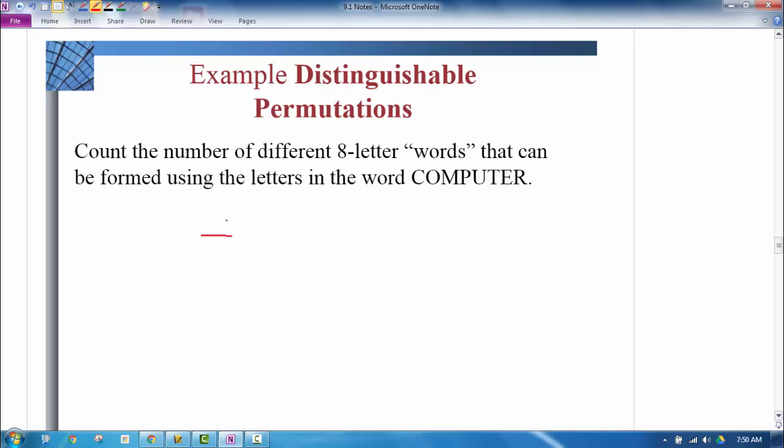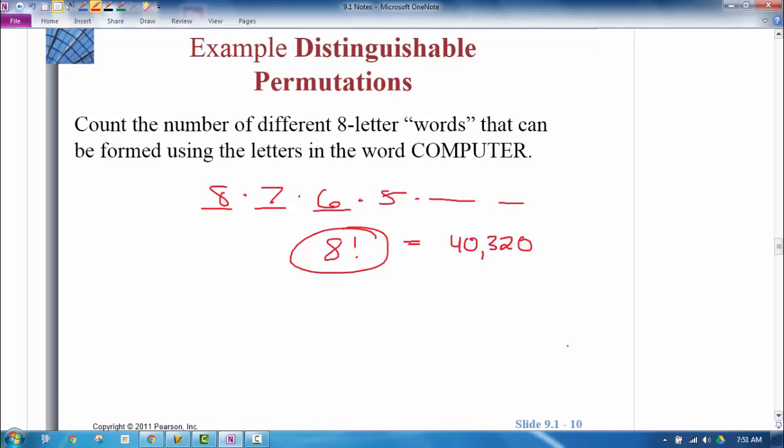Well, for the first choice for the letter, we have 8 options. We can choose any one of these letters. For the second choice, we have 7 letters to choose from, and then obviously 6, 5, and right on down, so it's 8 factorial, or 40,320. And I will show you how to do this in the homework help on your calculator. And also we'll do distinguishable permutations where we have letters that repeat and how we handle that.